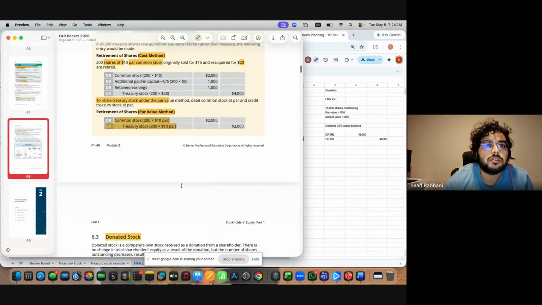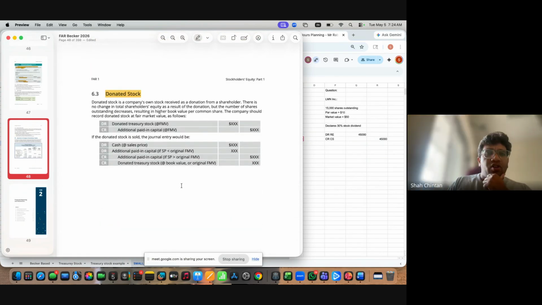Yes, donated stock. Donated stock is again kind of a dividend which you are giving free to the customer. Now, it could be a treasury stock or it could be a fresh stock as well. For example, this is a donated stock in the sense of the treasury stock. Donated stock of the company, it's their own stock which they have received as a donation from the shareholder. So first of all, you have taken the share back from the customer. So let's forget the donated word. You have a treasury stock account debited to your APIC account because this is your profit.